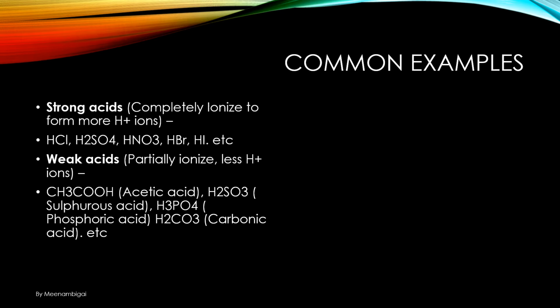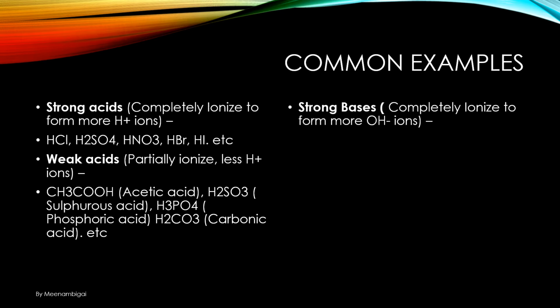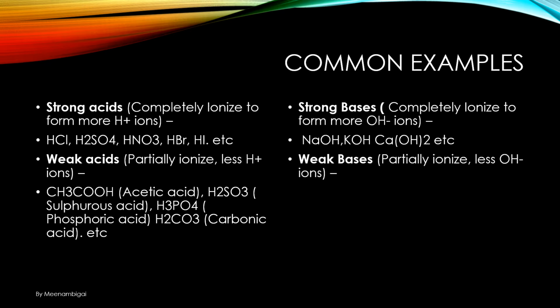Please remember the formula. Similarly, strong bases completely ionize to form more amount of OH minus ions, and a few examples of strong bases are NaOH, KOH, Ca(OH)2, that is calcium hydroxide. And similarly, weak bases partially ionize and they have less amount of OH minus ions. See, ammonium hydroxide, that is NH4OH, copper hydroxide, iron hydroxides are very weak in nature.